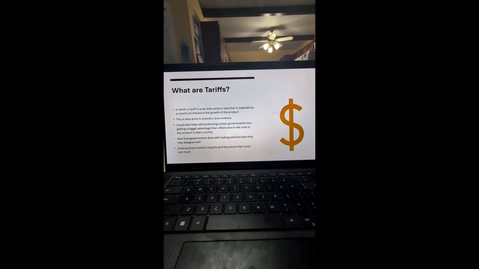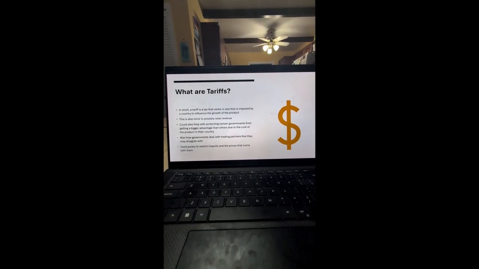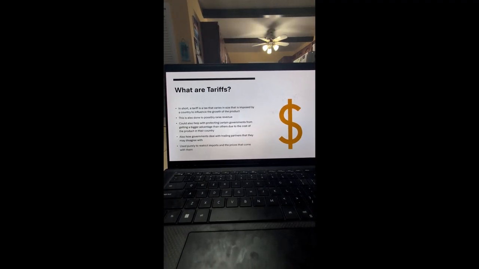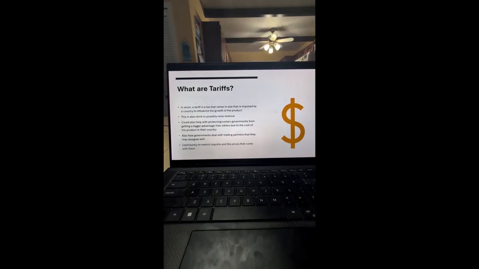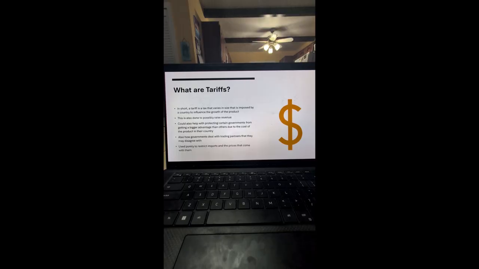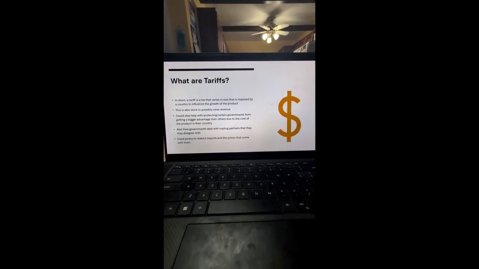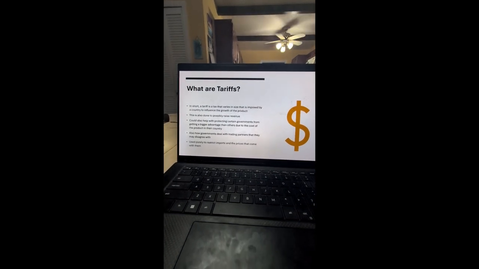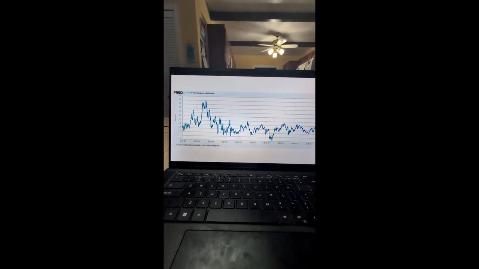I also saw something, and I kind of liked this. It's how governments deal with trading partners that they may disagree with. So if tariffs need to be made for a government or a group that is not very favorable, governments, when trading, will just talk through tariffs. So I think that's kind of interesting.